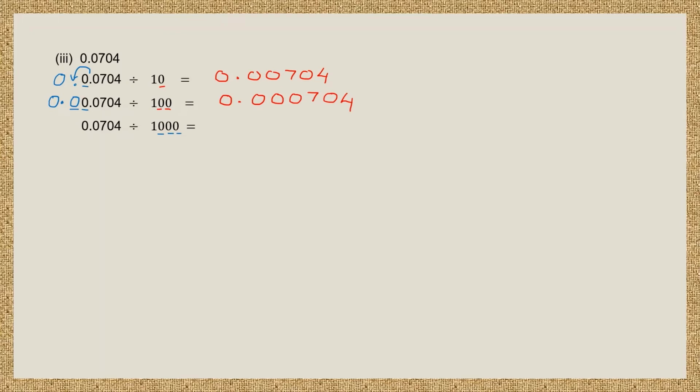Next one, 1000 has 1, 2, 3 zeros. My point has to move 3 places to the left. So 1, 2, 3, and then the point. 0 before that. There's a 0 here and a 0 here. So let's write the answer. 0.000704. Okay, so I hope you understood that.